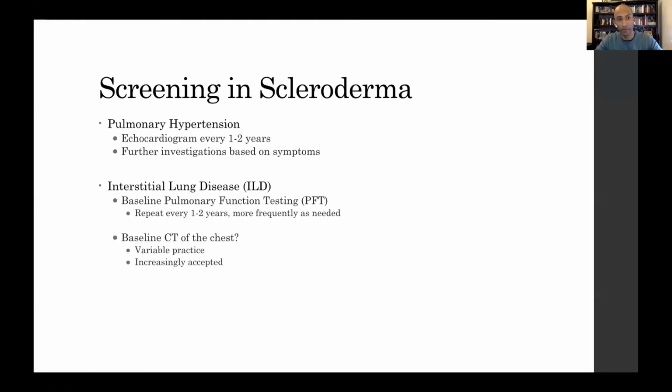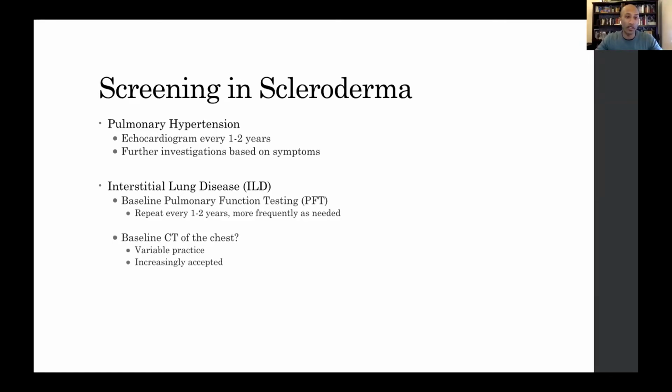With interstitial lung disease, most people with scleroderma should get a baseline pulmonary function test to see what things are looking like. If things are completely normal, then maybe you can repeat that every 1 to 2 years. But if the pulmonary function test is abnormal, they usually earn themselves a CT of the chest to look for pulmonary fibrosis or interstitial lung disease, and subsequently will end up making their way to a lung specialist.